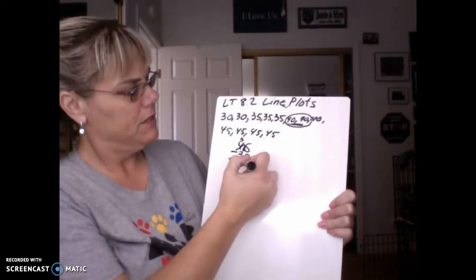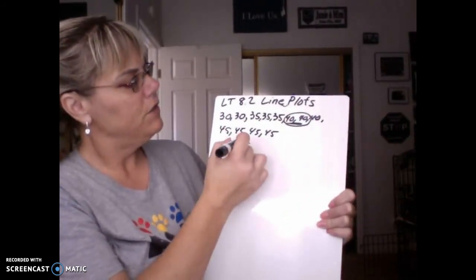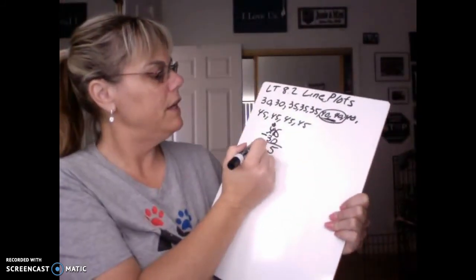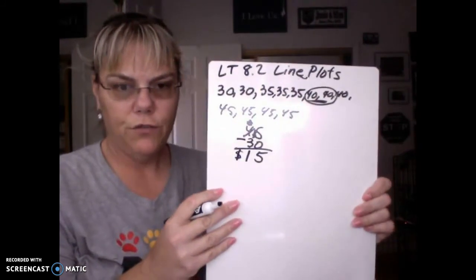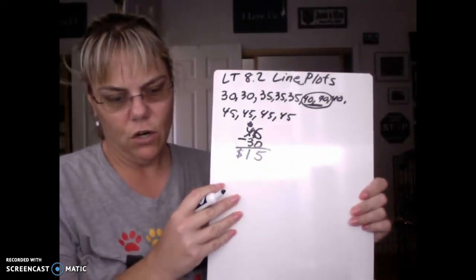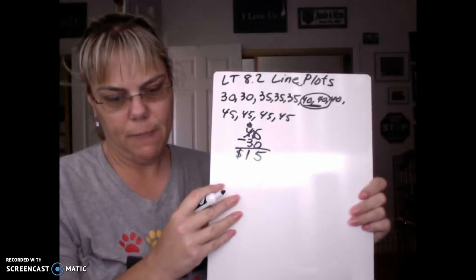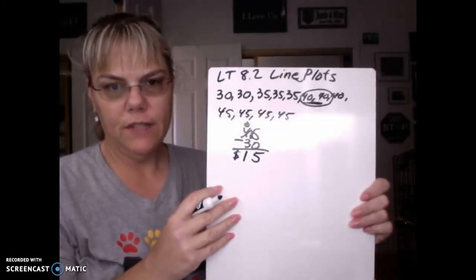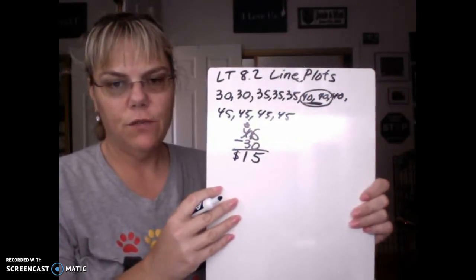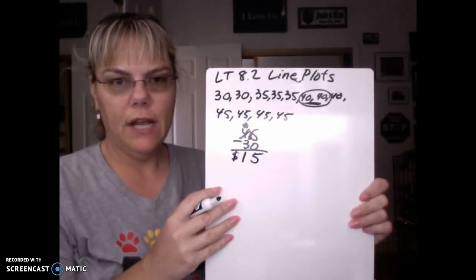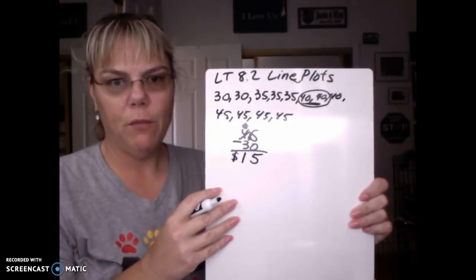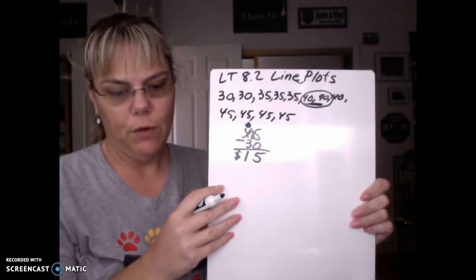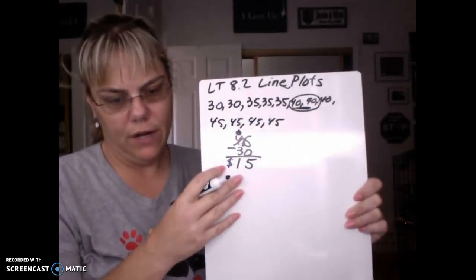Oops, I didn't need to do that, Miss Sibley. I didn't need to do that. Okay, so 15. $15, right? Because we're talking about money. So $15 is our range. Are there any outliers? Look at this data. It goes from 30 to 45. Are there any outliers that are really away from all the rest of the data? No. Okay? So there's no outliers.